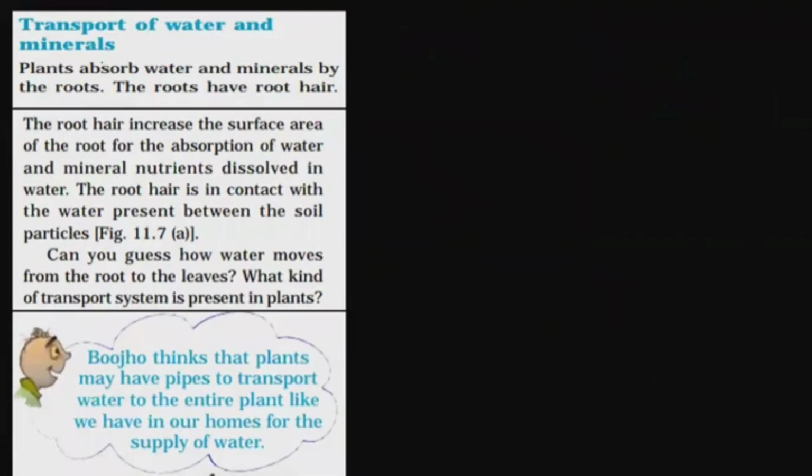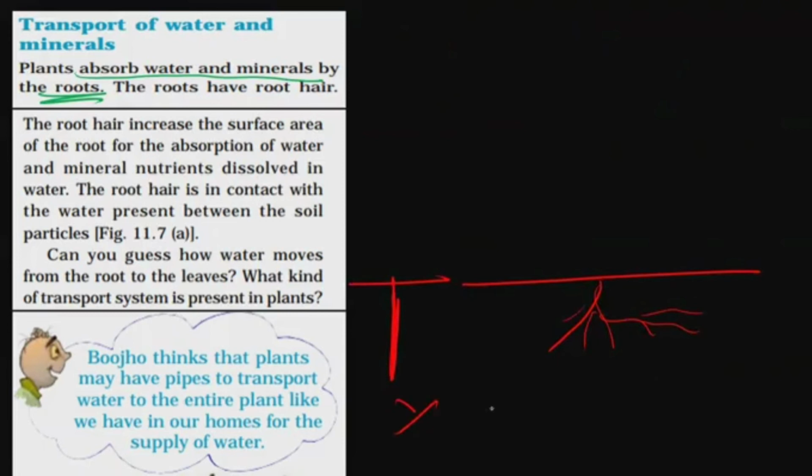Plants absorb water and minerals by the roots. The water is present below the soil. Now you must have seen roots. Do roots look like this? No, they have root hairs. Why do they have root hairs? So that they can increase the surface area for absorption.